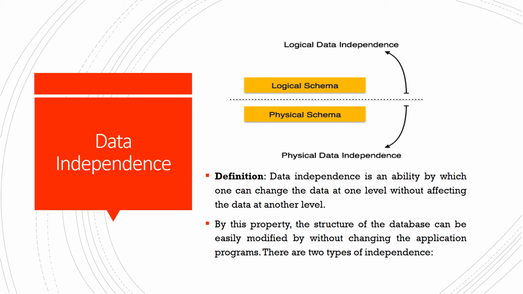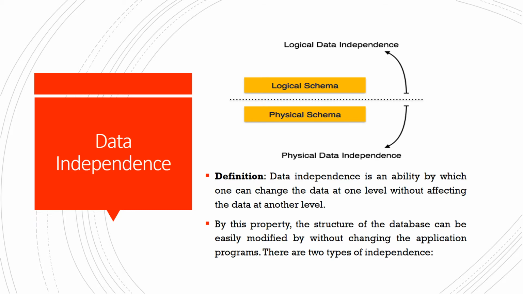So we have the physical schema and the logical schema. That is representing the independence. Independence means we can change the data type also. Via the schema we can change it. So here we will define data independence. Data independence is the ability by which one can change the data at one level without affecting the other level. By this property, the structure of the database can be modified or changed for any application.